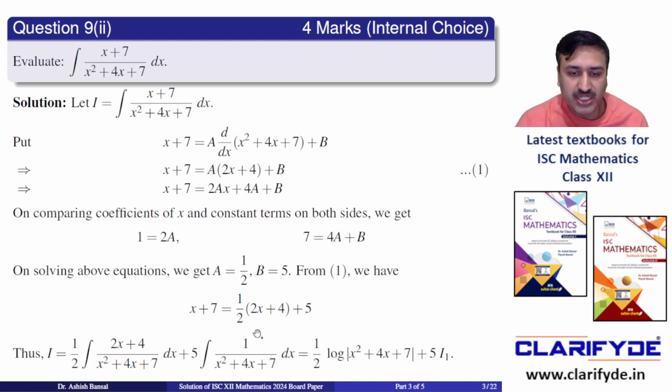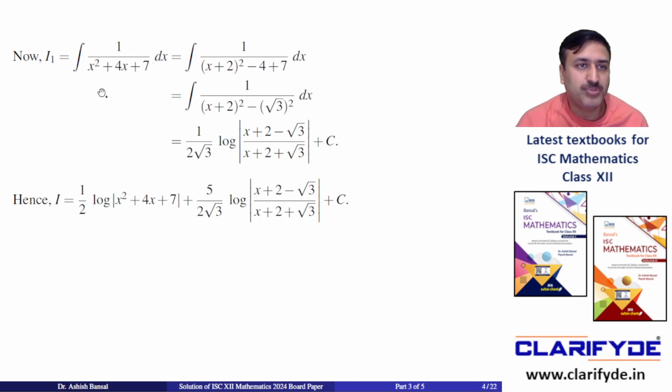And this integral I take as I1. Now we compute the value of I1 to get the value of I. I1 is the integral of 1 upon x square plus 4x plus 7 dx. We now complete the square. We get this value and then apply the standard formula for this type of integral to get the required value of I.